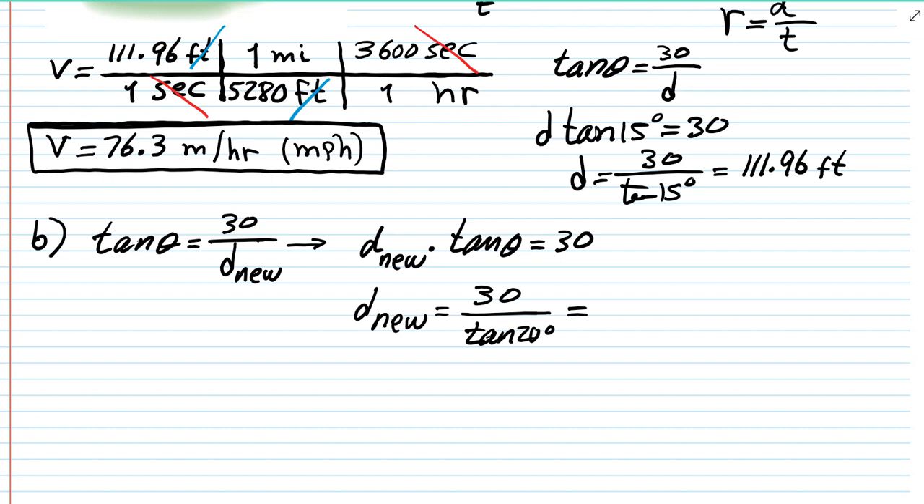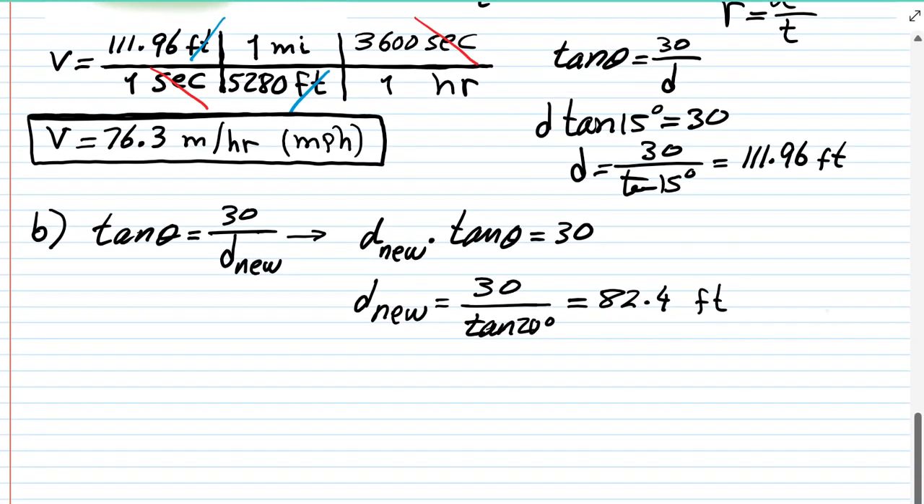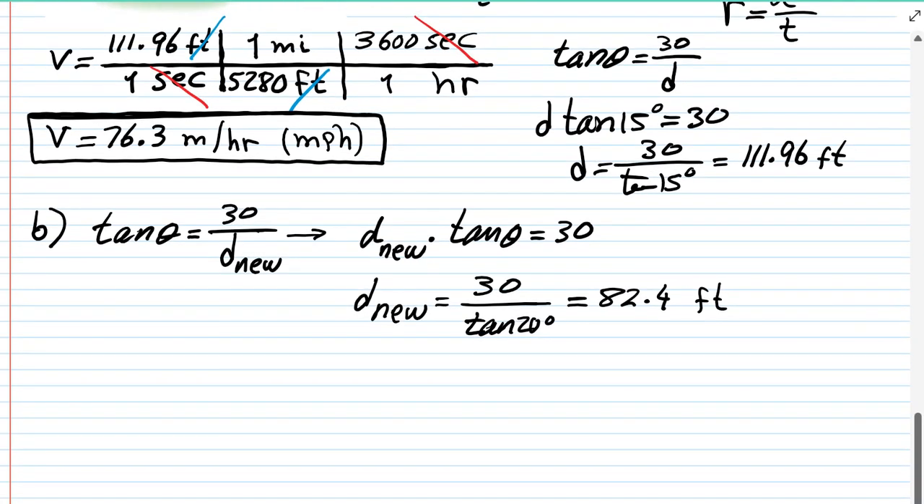I get 82.4 feet. Notice it's going a smaller distance, right? Before it went 111.96 feet, and now it's going a smaller distance. Well, in the same amount of time, in 1 second. And just to carry to 2 decimals, I got 82.42.